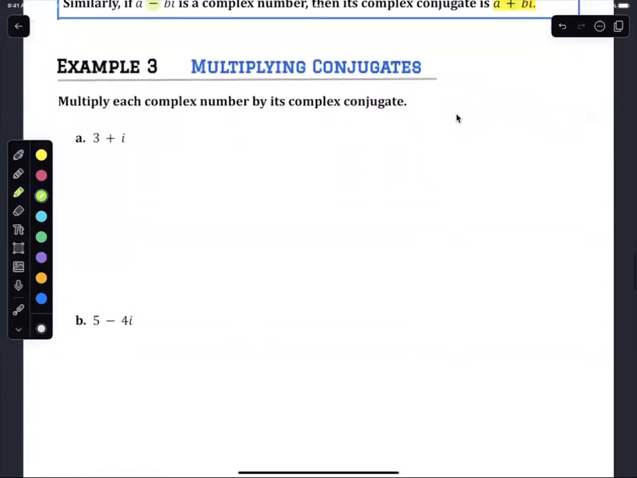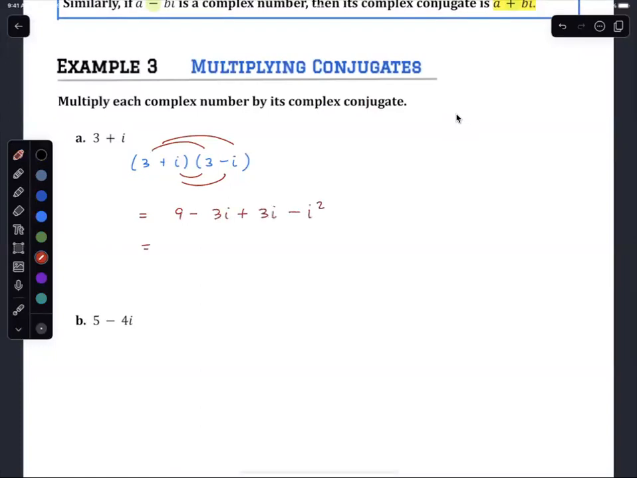So for example A, if we're given 3 plus i, its complex conjugate would be 3 minus i, and then just multiply it through. We're going to get 9 minus 3i plus 3i minus i squared. Negative 3i plus 3i cancel. i squared we know is negative 1, so this is 9 minus negative 1, which is 10.